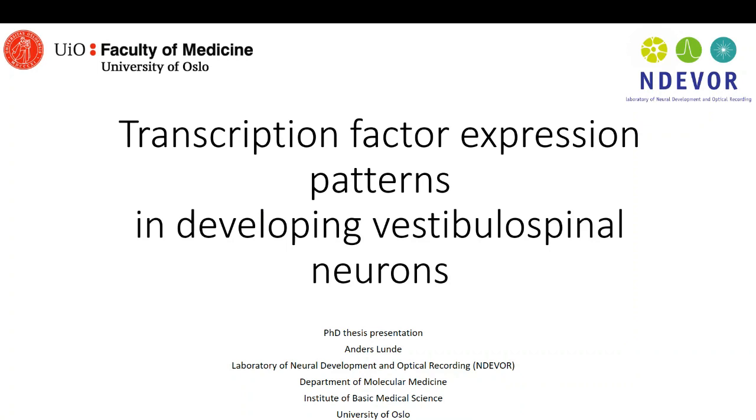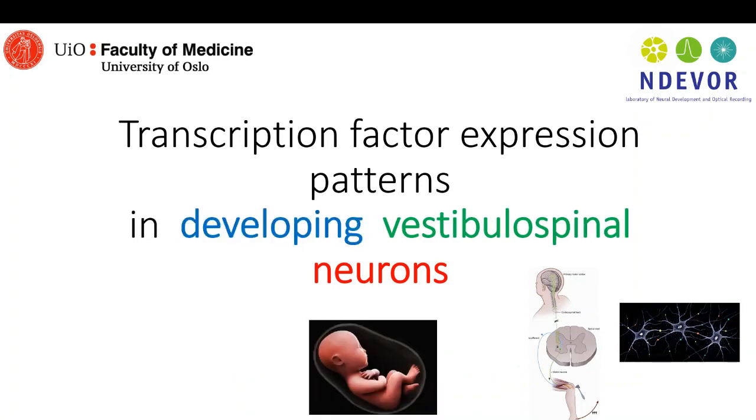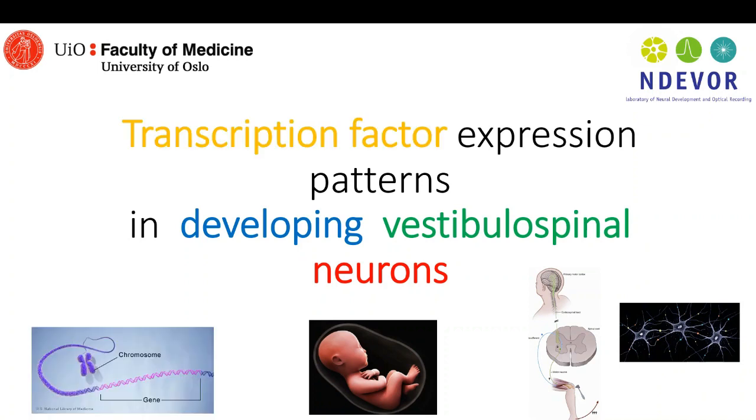To help you digest this title a little bit, I can tell you that we are going to talk about vestibulospinal neurons, which is a type of brain cell that is involved in controlling movement. We are also going to talk about what happens as these neurons are generated during embryonic development. And we are going to talk about how a group of genes called transcription factors are involved with controlling this process. So let's start with vestibulospinal neurons.